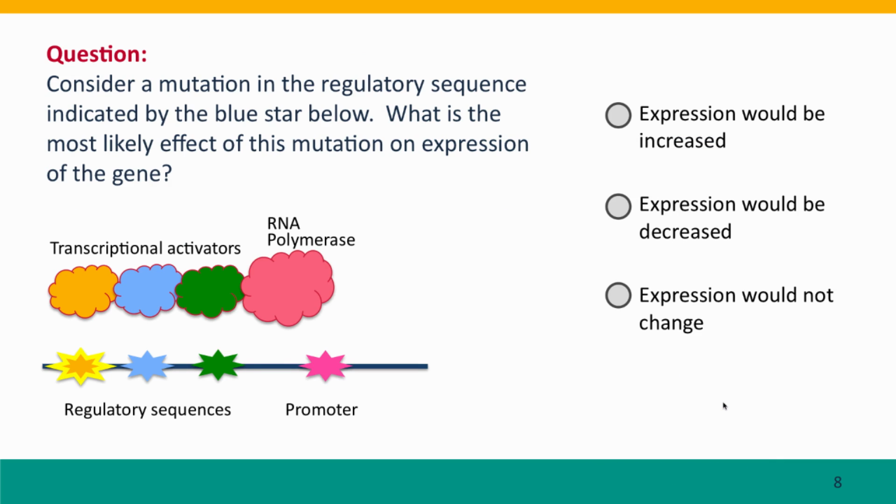Now, here's a question. Consider a mutation in the regulatory sequence indicated by the blue star below. What's the most likely consequence of a mutation in this sequence on expression of the gene?